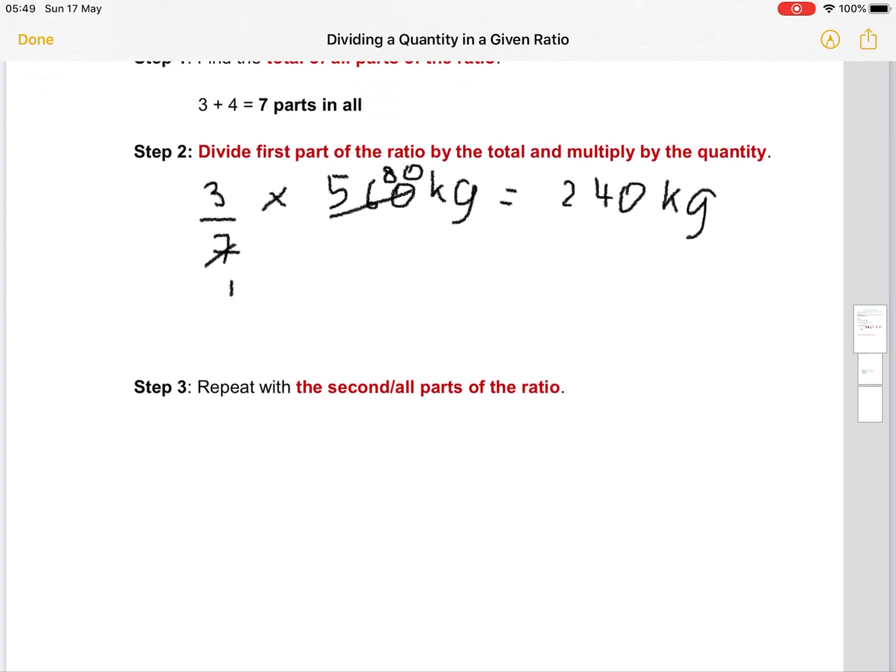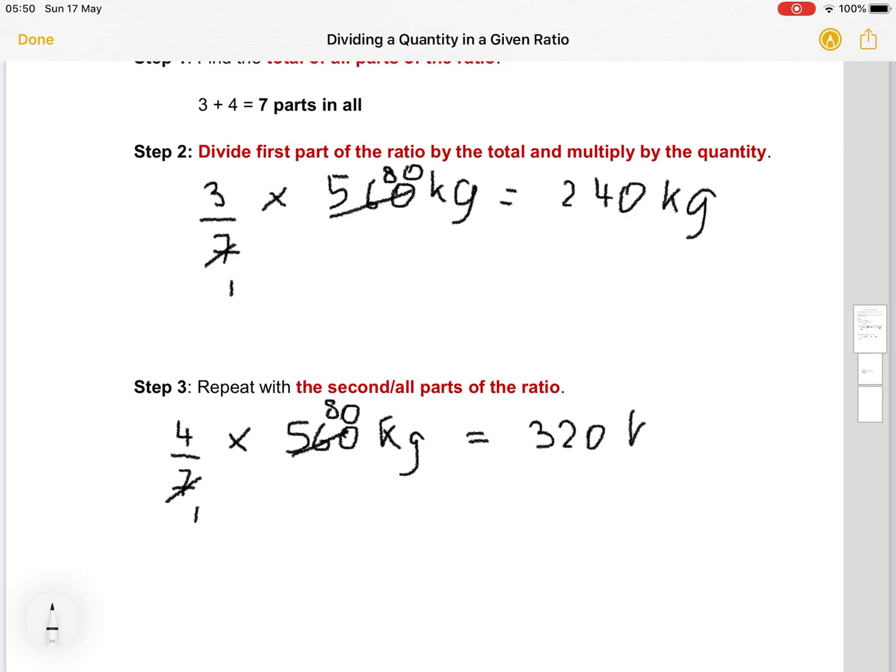Repeat with all the parts of the ratio. In this case, we have only another part, the second part. Sometimes you have more. So this time it's 4. The second part is 4: 4/7, 4 out of 7 of the 560 kilograms. 7 into 560 goes 80. 80 times 4 is 320 kilograms.